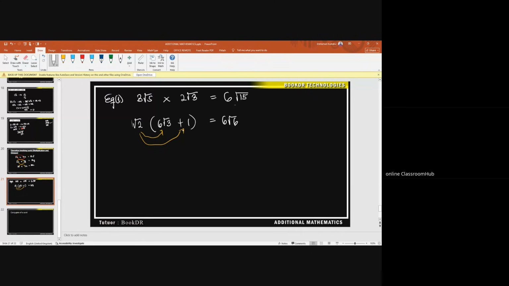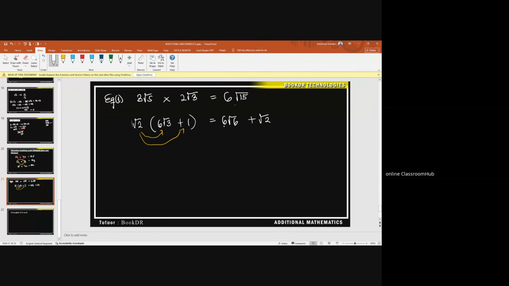Then root 2 times 1. Any number times 1 is the same thing. So that will give us root 2. The root 6 cannot be broken down further. The root 2 can also not be broken down further. And the two are not like surds. So we can't simplify further. We'll leave it as such.